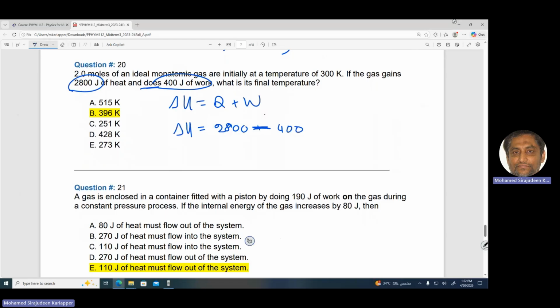So you'll get the delta U, but that's not the question. The question is, what is the final temperature? What is this equal to? 2,400 joule. For an ideal monoatomic gas, U is equal to, it's in the formula sheet, 3/2 nRT, I think. Can someone please check that? 3/2 or 2/3?